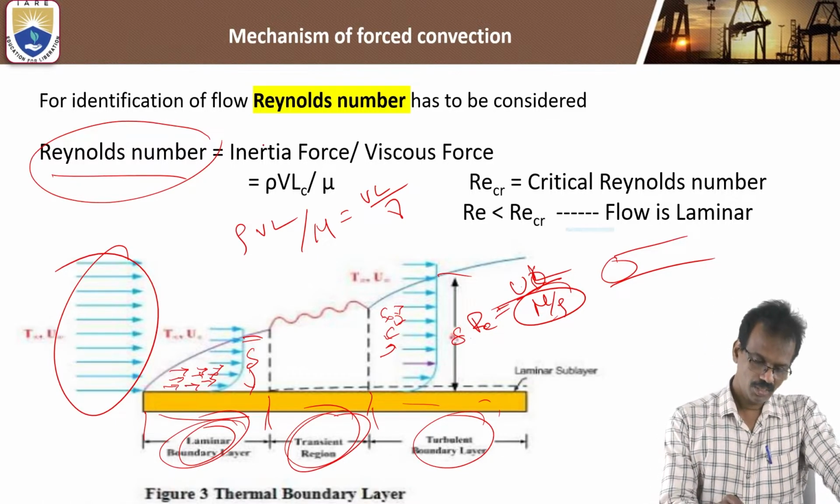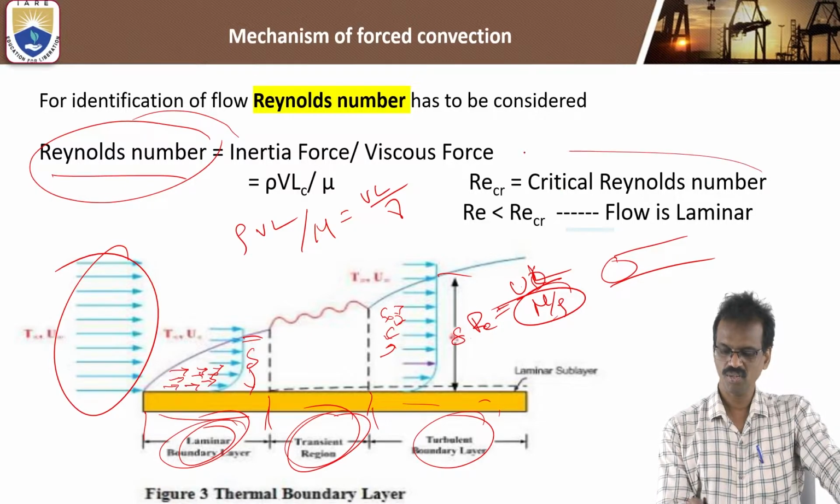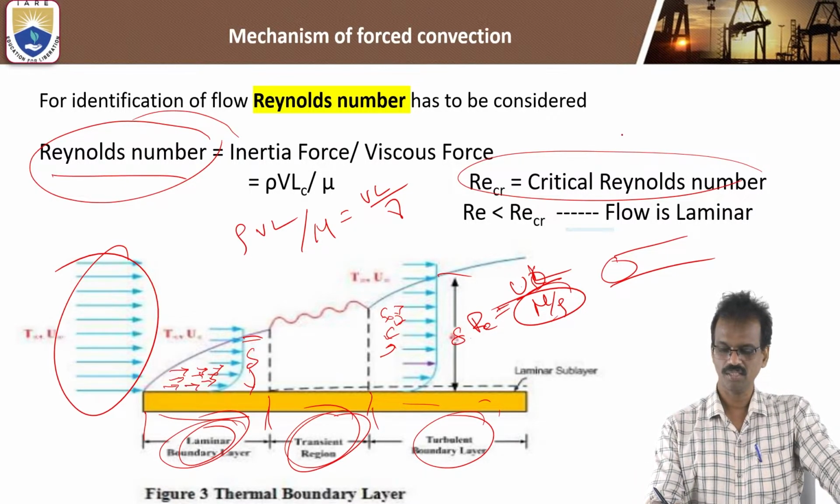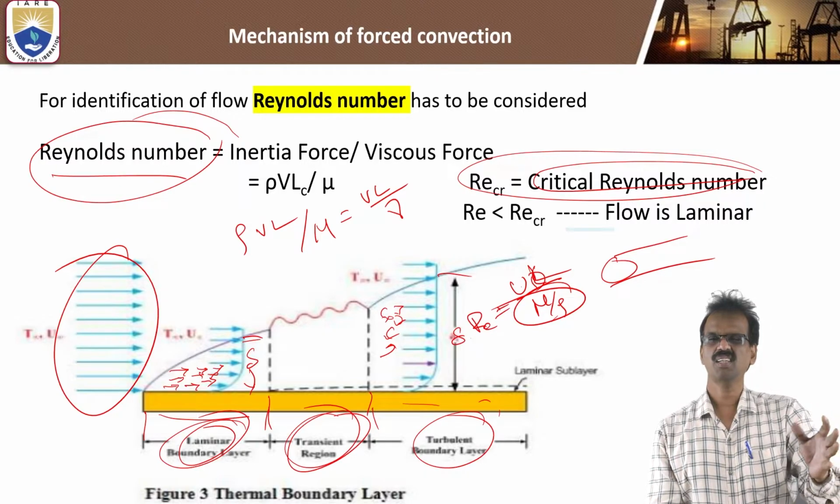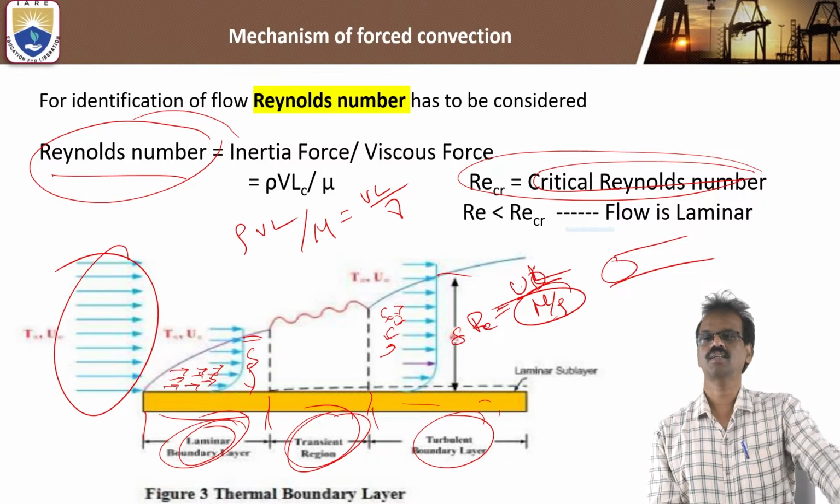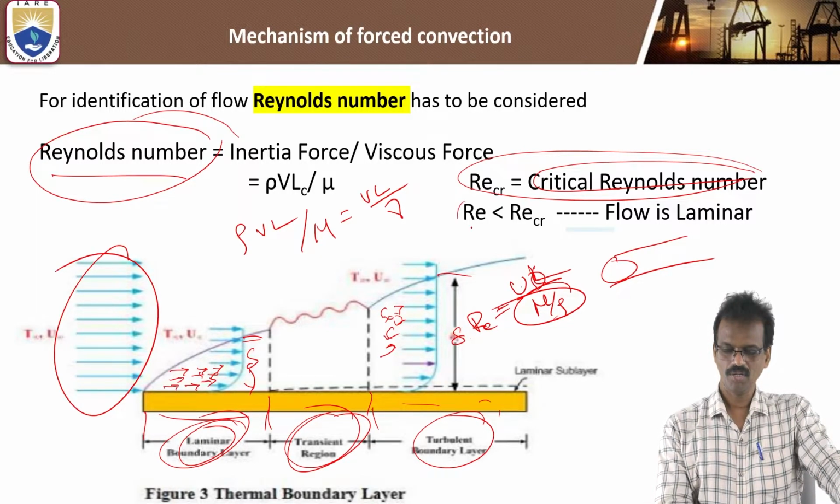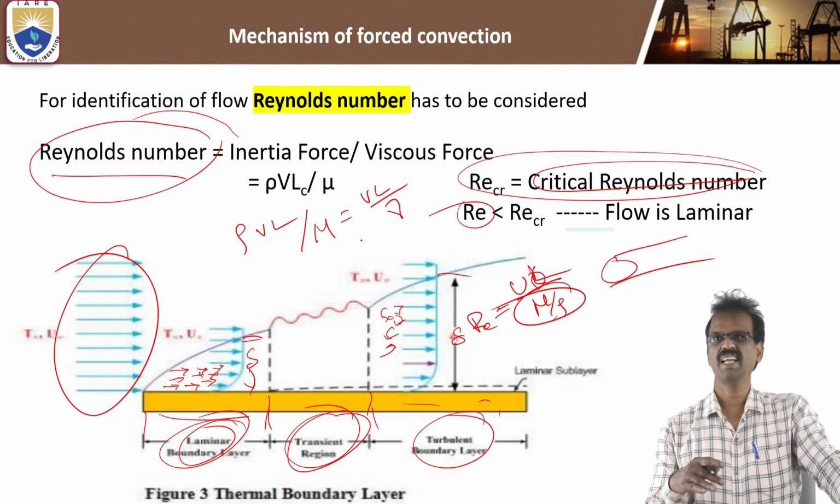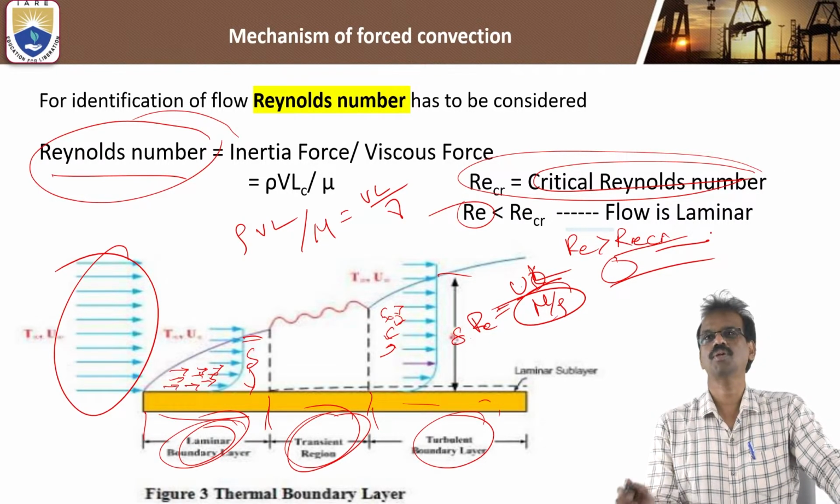Based upon this Reynolds number you can identify the flow. There is one critical value of the Reynolds number, which we call the critical Reynolds number. If the Reynolds number is less than the critical Reynolds number, that shows laminar flow. If the Reynolds number is greater than the critical Reynolds number, that shows turbulent flow.